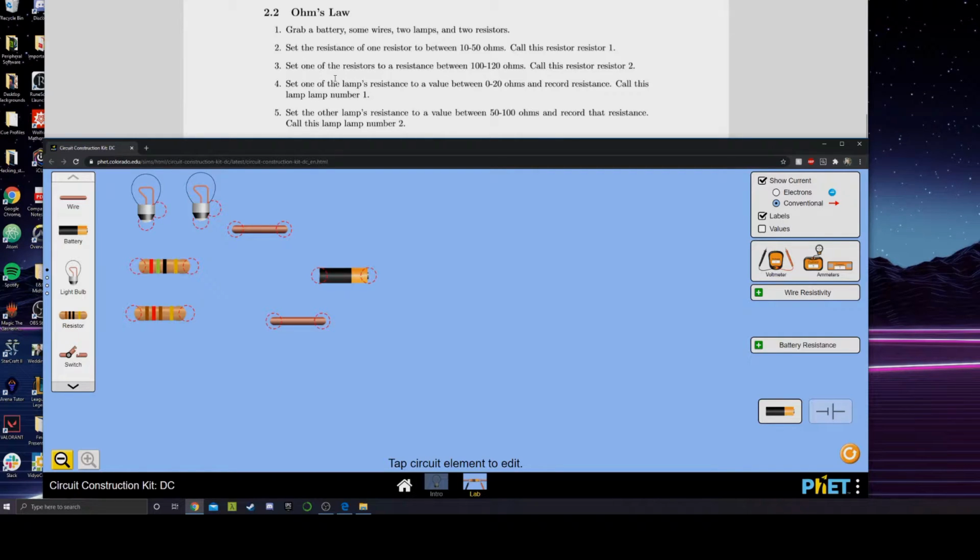And then we're told to set one of the lamps' resistance to between 0 and 20, and one of them to between 50 and 100. So I'm just going to turn this one up to 100. Alright, so this is lamp 1, lamp 2, resistor 1, and resistor 2.